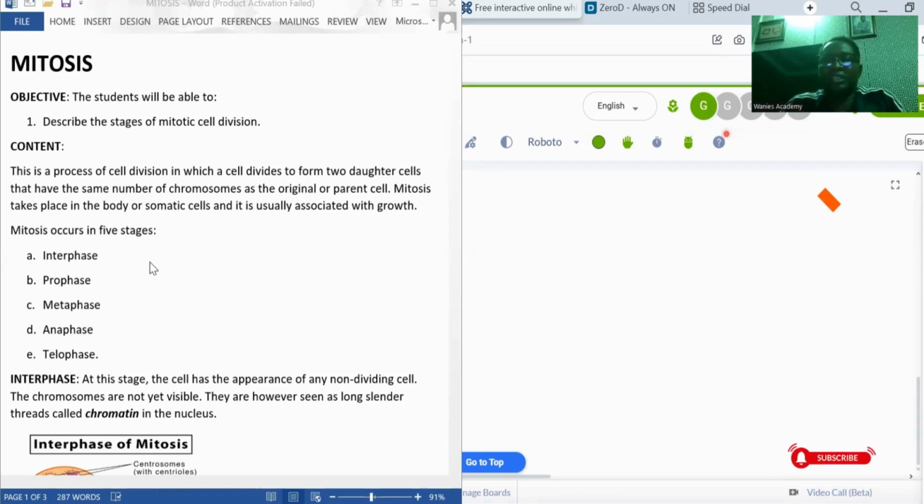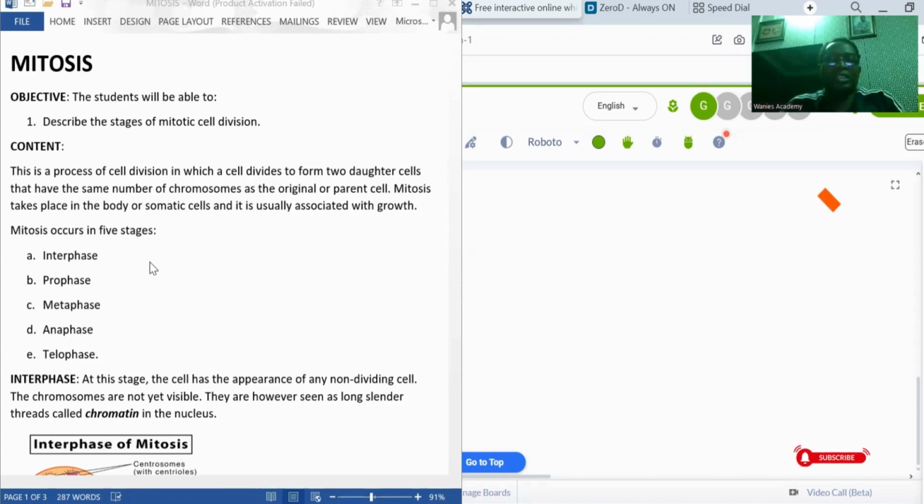Mitosis is a simple process of cell division where a parent cell divides into two identical daughter cells. It is a process of cell division where a parent cell divides into two identical daughter cells having the same chromosome number. That means if the chromosome of one daughter is 23, the chromosome of the other will be 23, or if it is 46, the chromosome of the other will be 46.